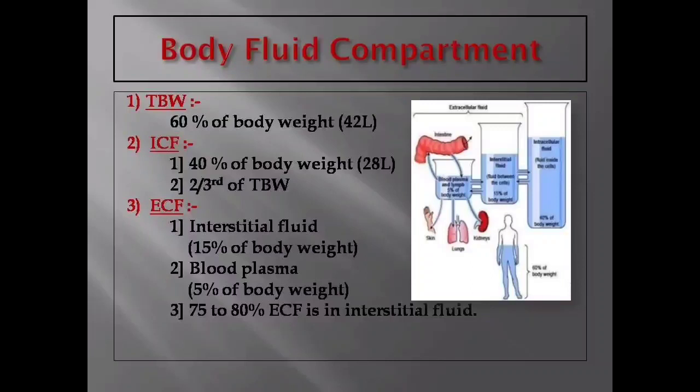Interstitial fluid is 15% of body weight, that is 11 liters of fluid present in the human body. Blood plasma is 5% of body weight, that is 3 liters of blood plasma present in the human body. 75 to 80% of ECF is in interstitial fluid.